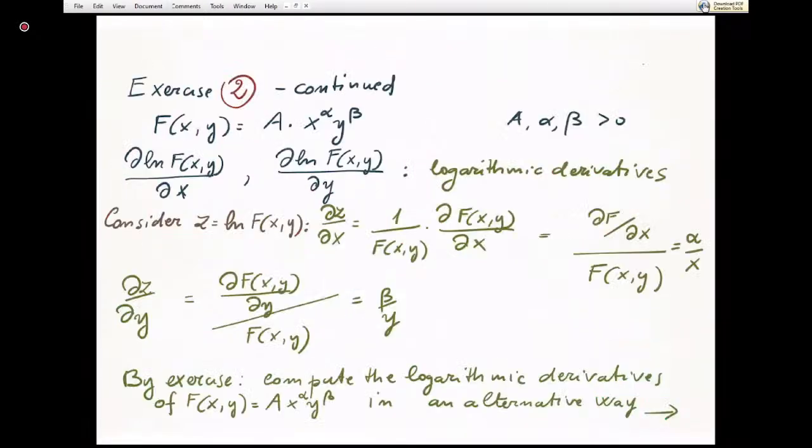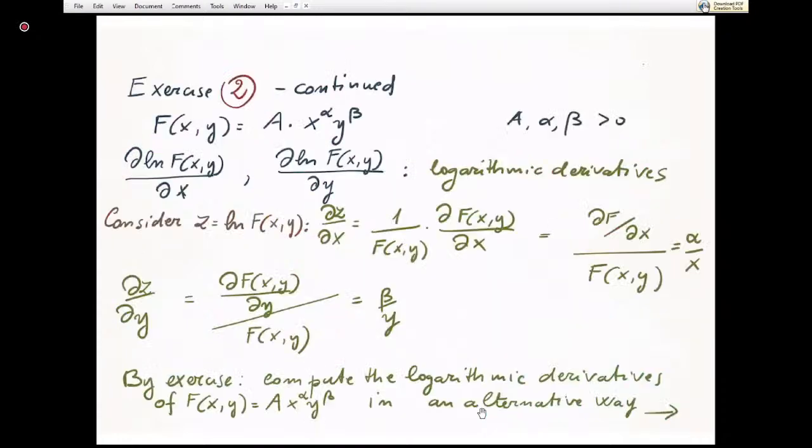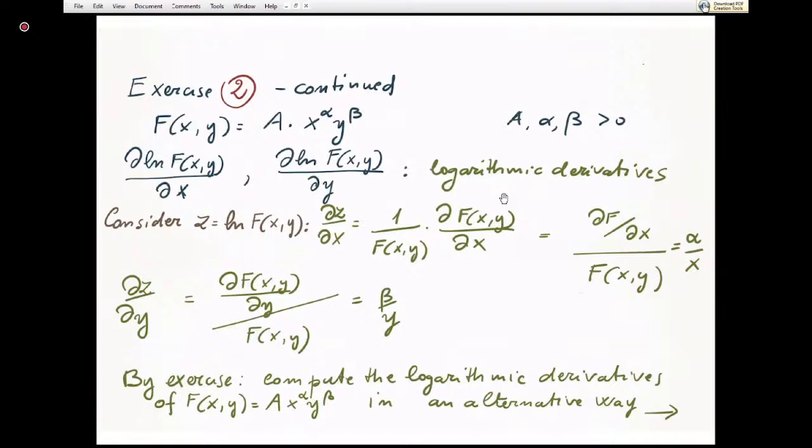And this is a very convenient way. Just keep this in mind. Otherwise, the computations become sometimes very tricky in some cases. So this is a really useful way to solve these problems. Now, suppose that I want to compute the log derivatives of this function. Not the derivatives of this power function in two variables, but the log derivatives.